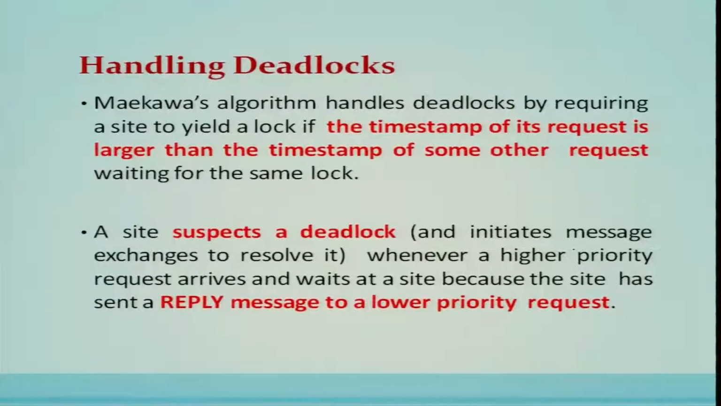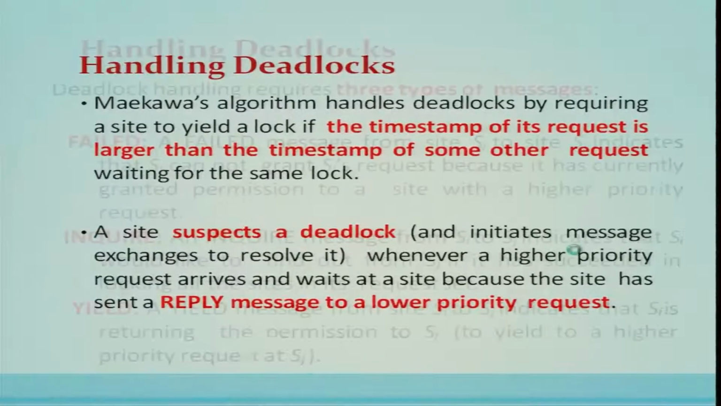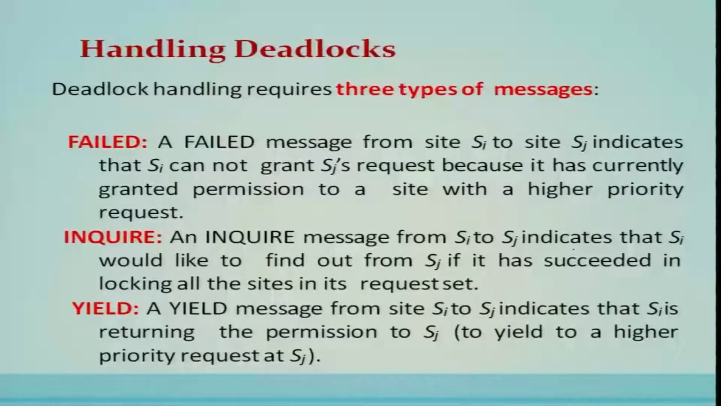So how to handle the deadlock in Maekawa's algorithm? Maekawa's algorithm handles deadlock by requiring a site to yield a lock if the timestamp of its request is larger than the timestamp of some other request waiting for the same lock. A site suspects a deadlock and initiates message exchange to resolve it. Whenever a high priority request arrives and waits at a site, because the site has sent a reply message to a lower priority request, this is identified and used to break the deadlock.